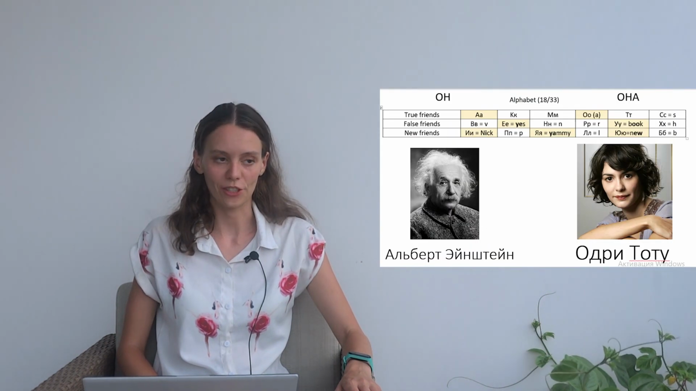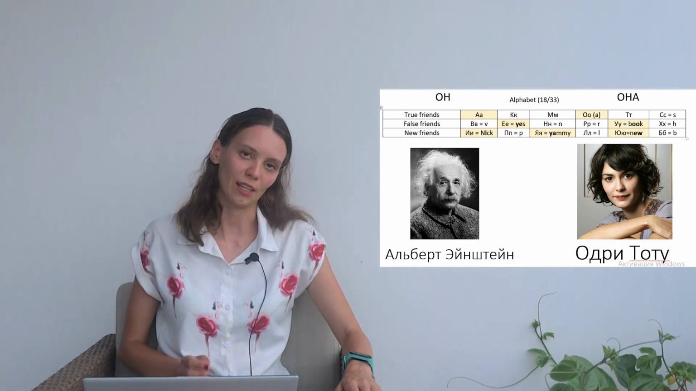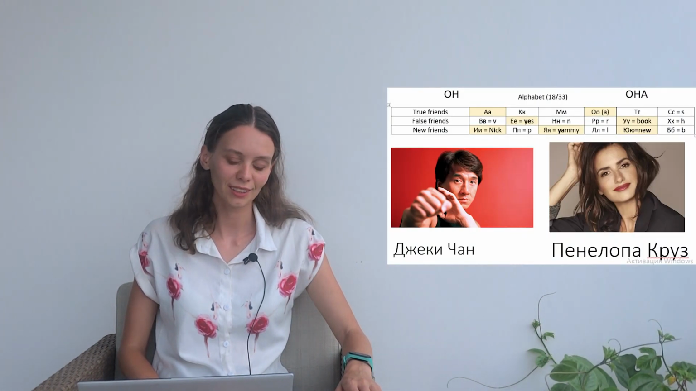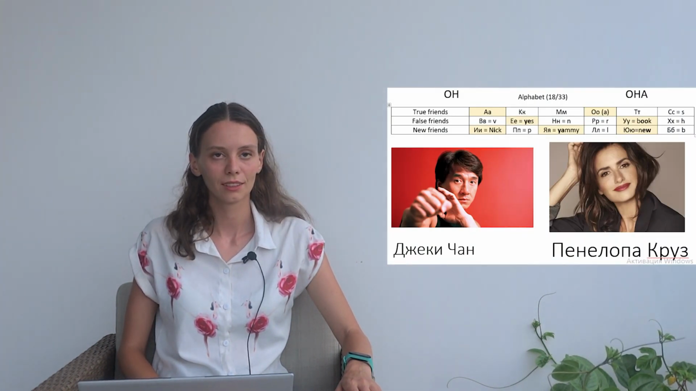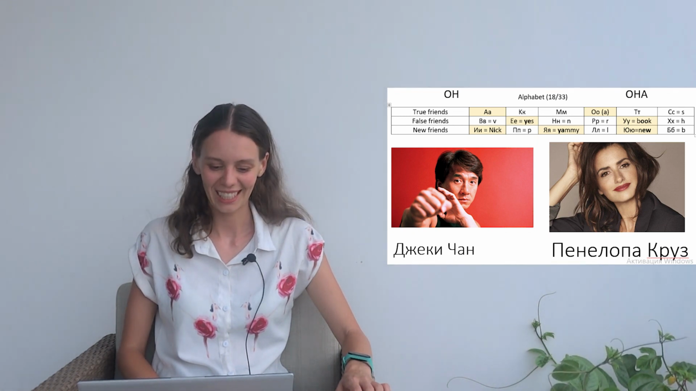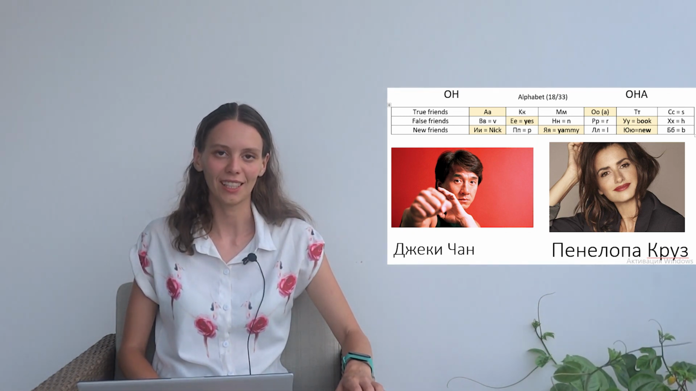And I'm going to tell you the answer. Альберт Эйнштейн, Одри Тото. Он Альберт Эйнштейн, она Одри Тото. And the last one. Джеки Чан и Пенелопа Круз. Он Джеки Чан, она Пенелопа Круз. Okay. So now we can even make a sentence and say I love, я люблю Джеки Чан, for example.